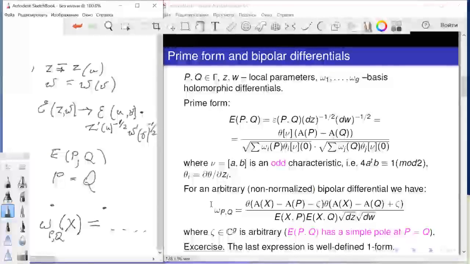So X is a current point. Sorry, Oleg, I missed: does E of P, Q depend on characteristics or not? It does not depend on characteristic.